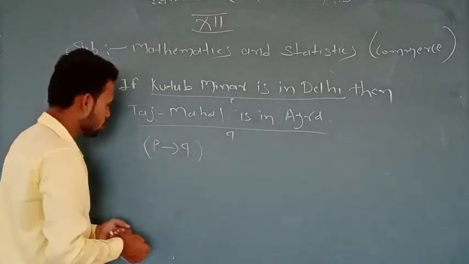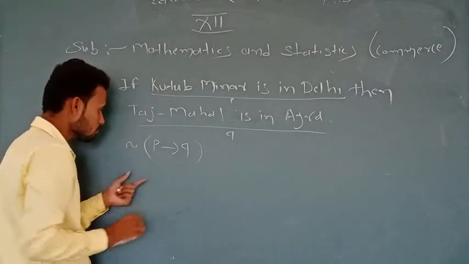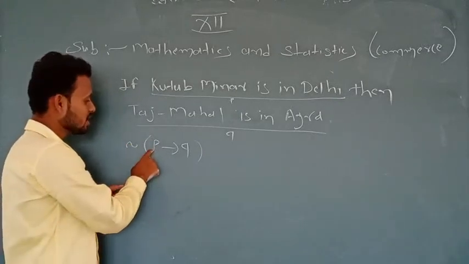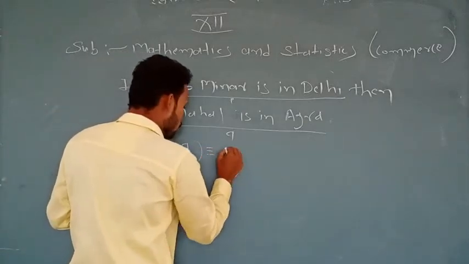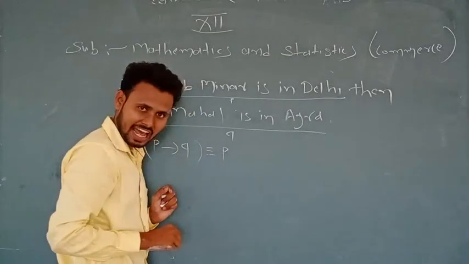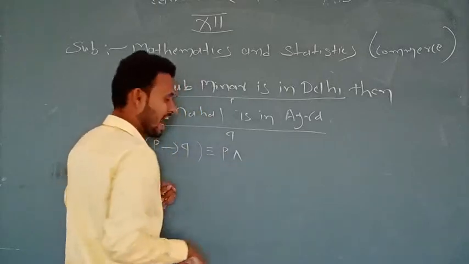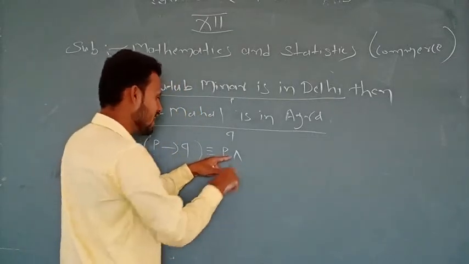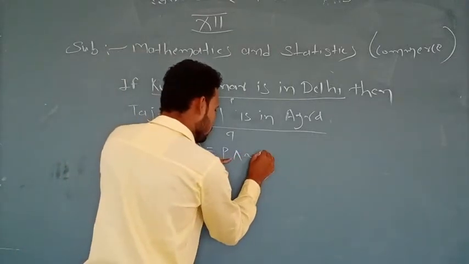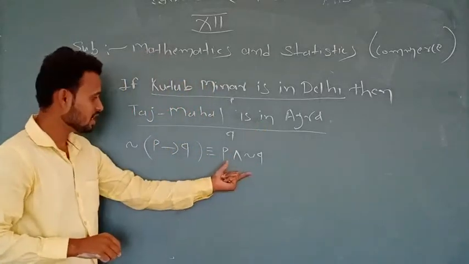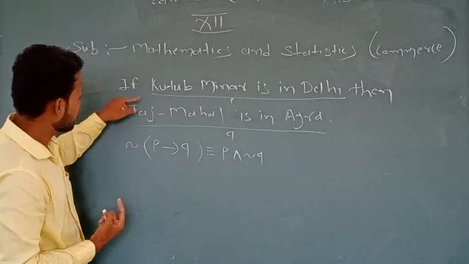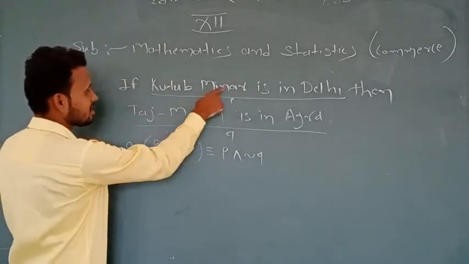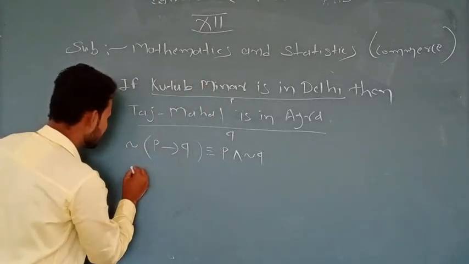We know that the negation of a conditional statement of two simple statements is equivalent to the first statement P as it is, and just take the negation of the second statement Q, which is the required negation of the conditional statement. Therefore, the negation of that statement: first statement as it is.